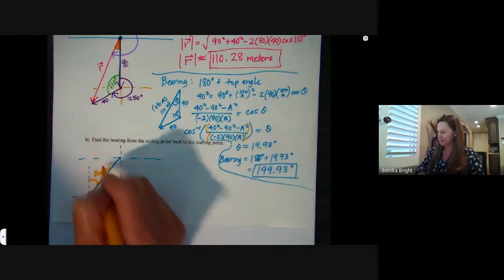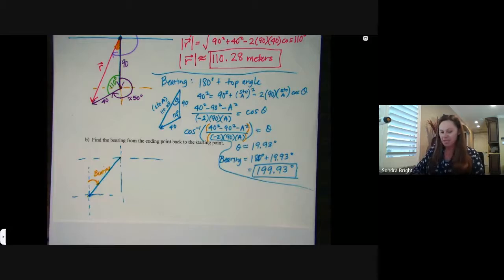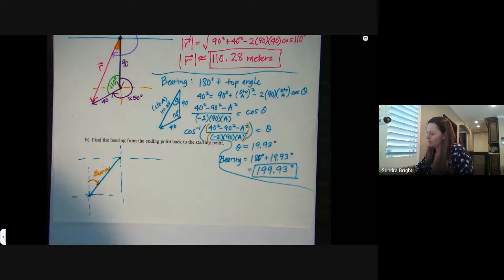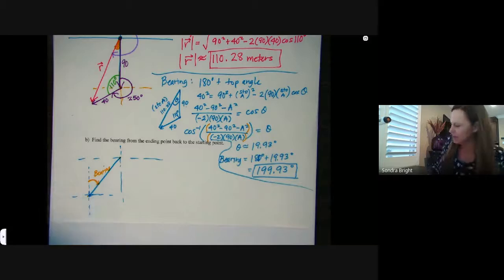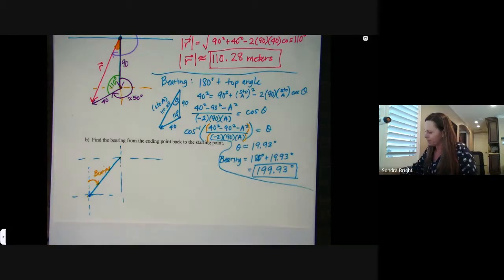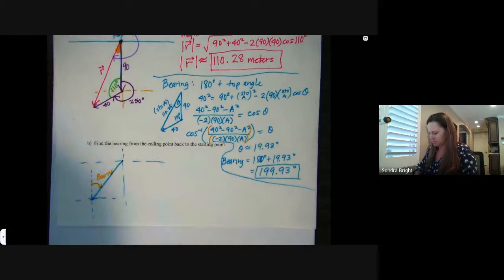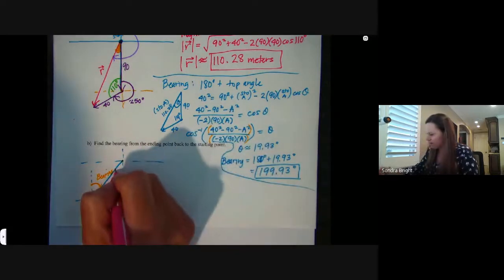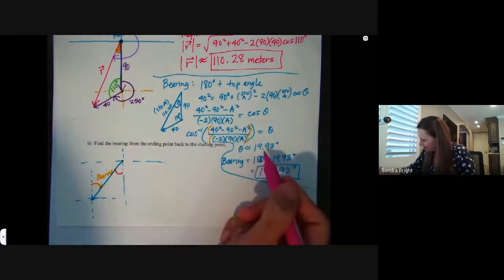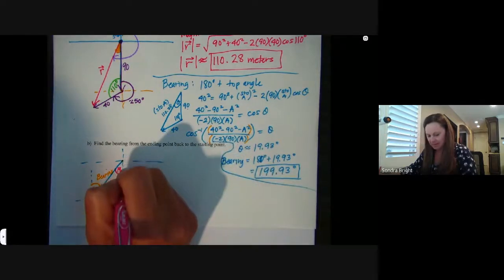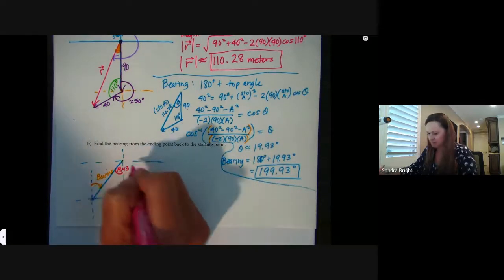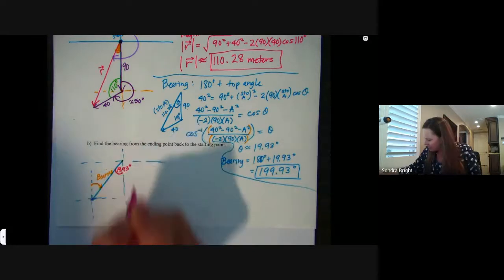All right. So how am I going to do that? Well, what do I know? I know this angle right here. What color? Let's go with pink. I know that this angle right here we just found was the 19.93. Yeah, I knew that one was that.